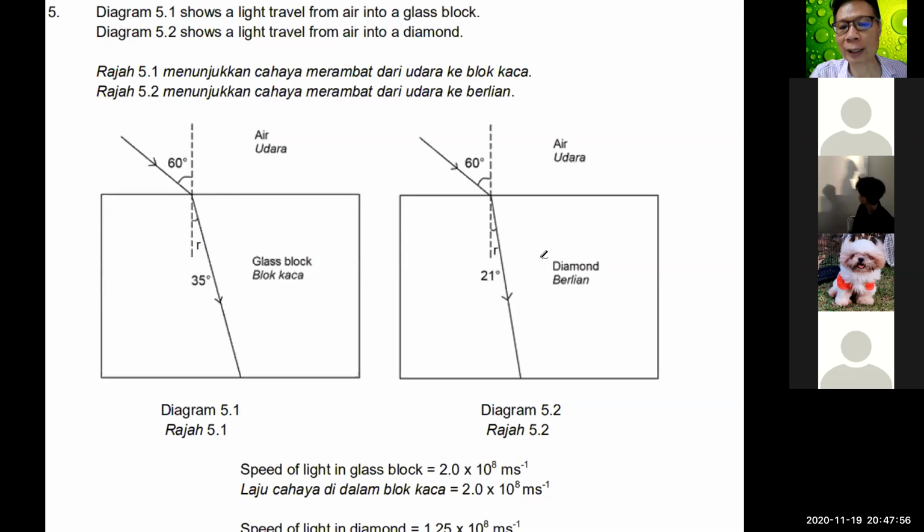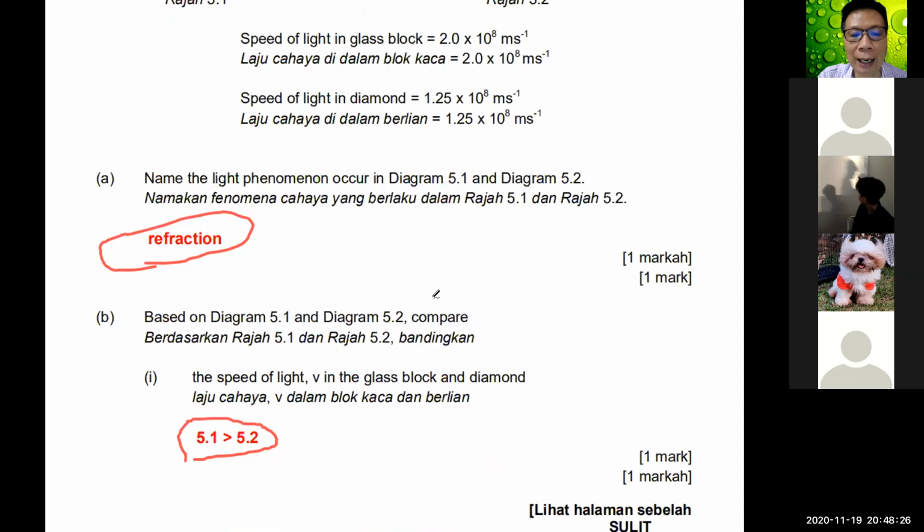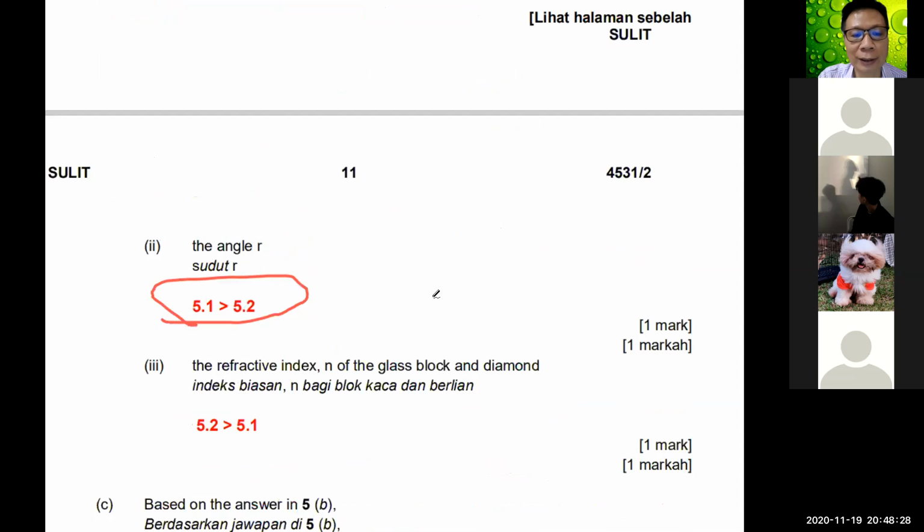When it can refract the light more, this one bends the light more, isn't it? So the refractive index is bigger. This one refracts the light, bends the light less. So the refractive index is smaller. Another meaning: refractive index means the ability to bend the light. When the ability to bend light is bigger, the refractive index is bigger. That's why 5.2 is bigger than 5.1. Do you understand? I talked a lot already.